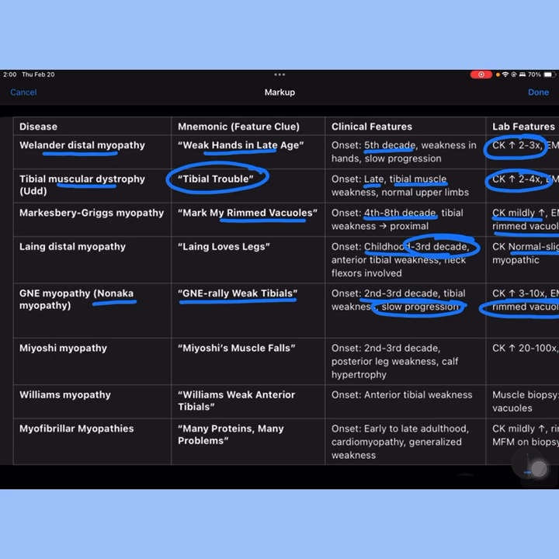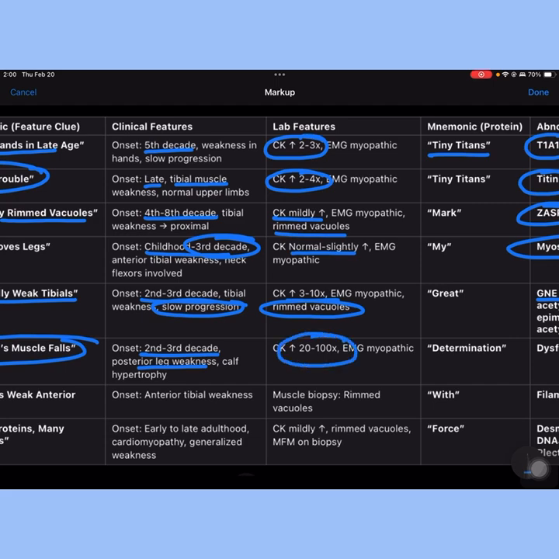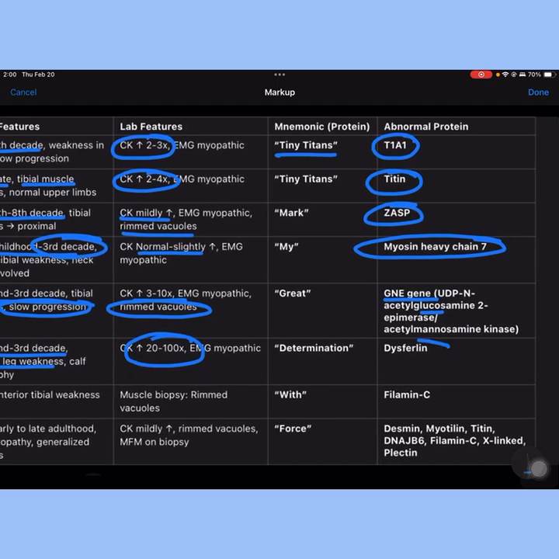And the next one is Miyoshi myopathy. Miyoshi's muscle falls. Onset is 2nd to 3rd decade. Posterior leg weakness, calf hypertrophy is present. CK is increased 20 to 100 times, and the gene involved is dysferlin.